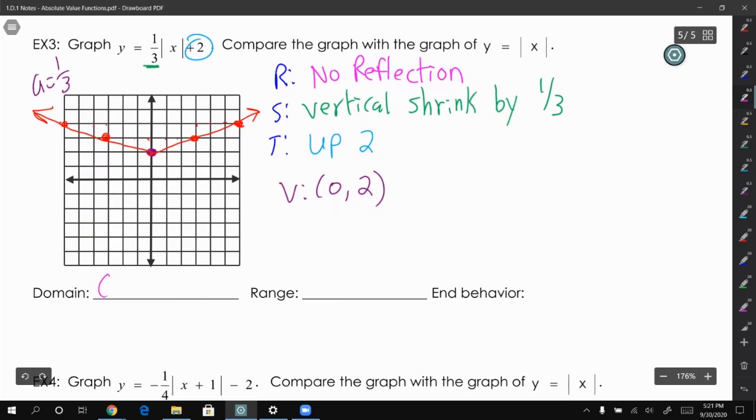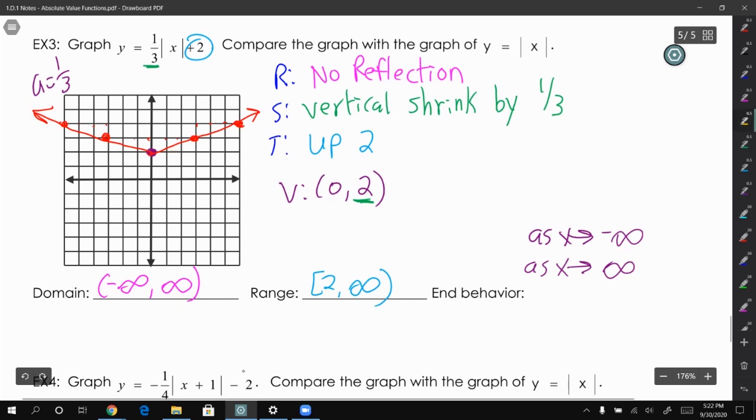All right, domain: negative infinity, comma, infinity. Range is going to be positive 2, comma, infinity. Because our absolute value graph opens up, we want to make the y-coordinate of the vertex the smallest value, so that's why that comes first. And then for end behavior, as x approaches negative infinity and as x approaches positive infinity, the left and right side are doing the same thing. They're both going up.